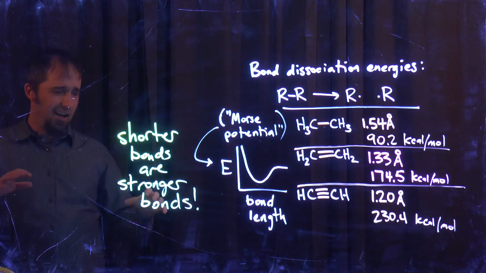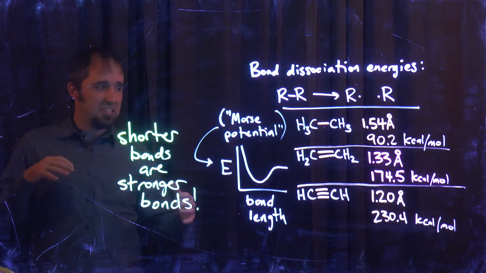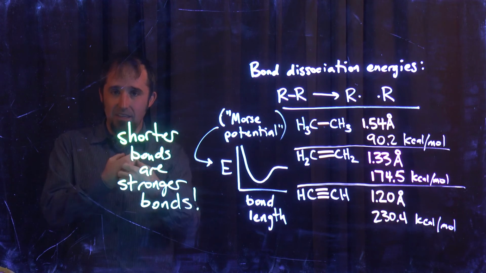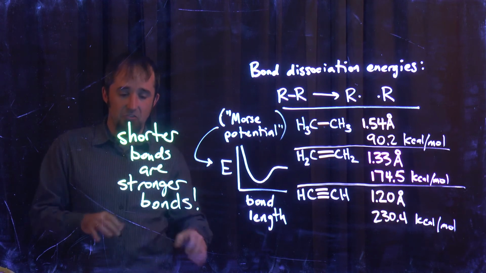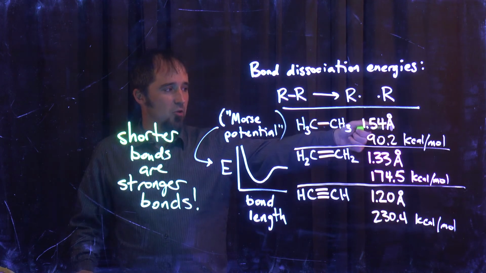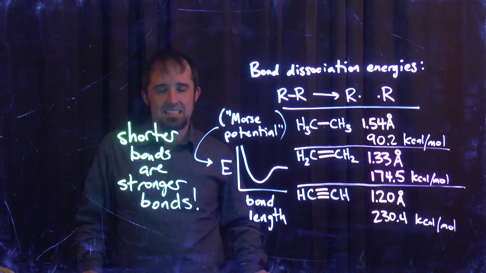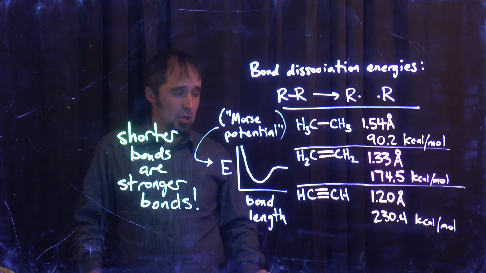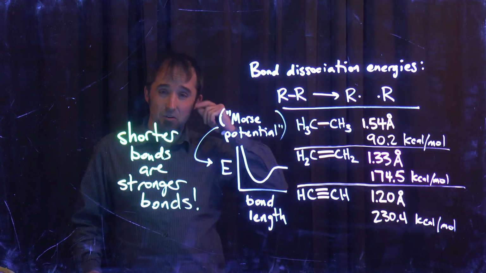Anyways, shorter bonds, stronger bonds. So essentially you've got more orbital overlap that's pulling the electrons closer together, pulling the nuclei closer together. The funny looking A with the circle over it is an angstrom. That's 10 to the minus 10 meters, so that's 0.1 nanometers or 100 picometers. Right? So I don't expect you to memorize these numbers at all.